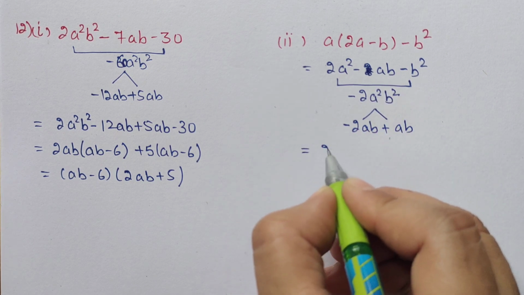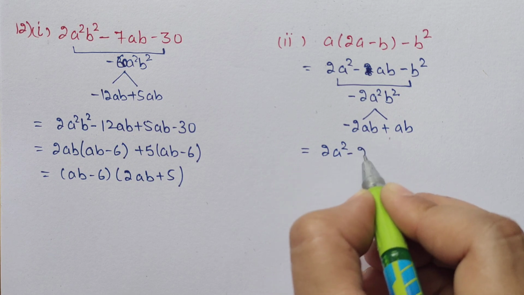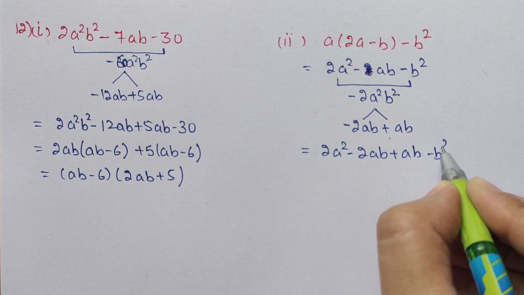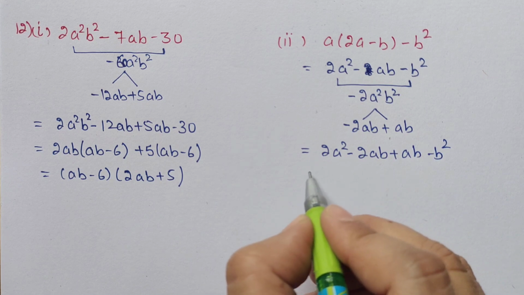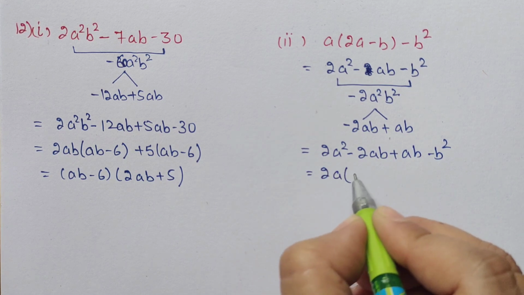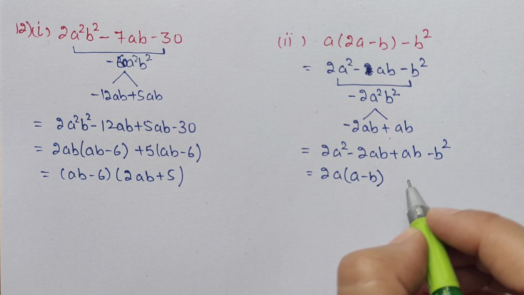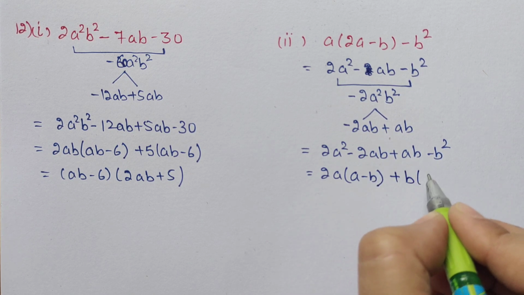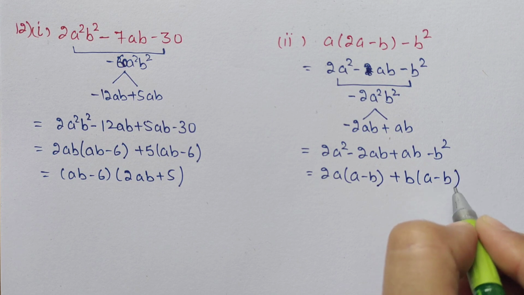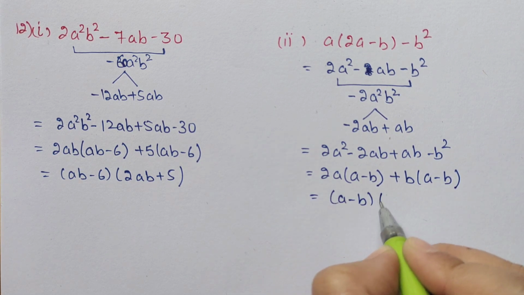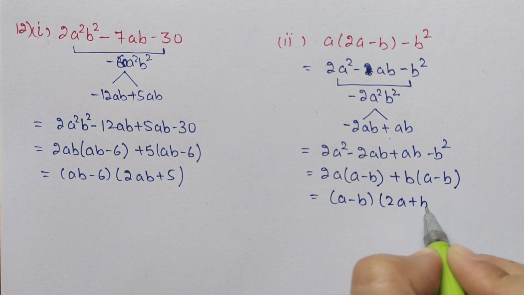Replace with middle term: 2a square minus 2ab plus ab minus b square. From the first two, 2a we can take out common, a minus b will be there inside the bracket. From the last two, b we can take out common, a minus b will be inside the bracket. So a minus b take out common, another bracket 2a plus b.